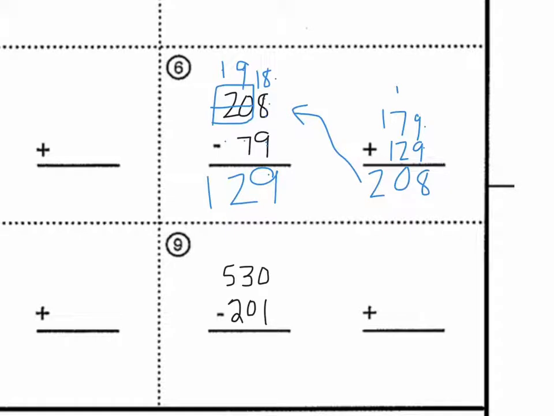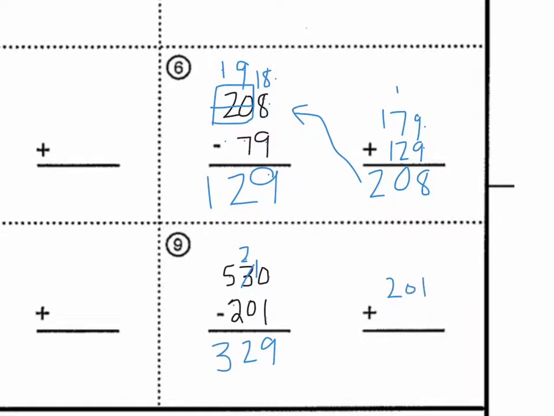All right, you should have already done number 9. 0 minus 1. Can't do it. Got to come over to the 3 and make it a 2. That 0 becomes a 10. 10 minus 1 is 9. 2 minus nothing is 2. 5 minus 2 is 3. That one was pretty easy, right?